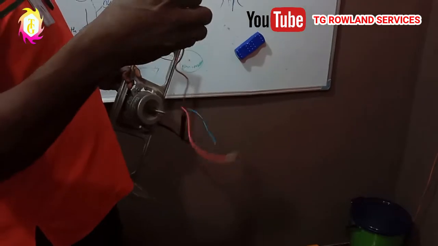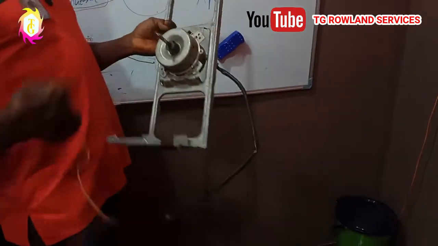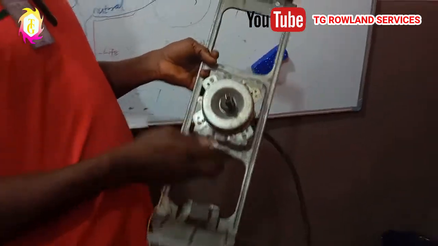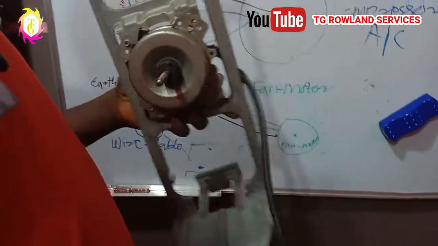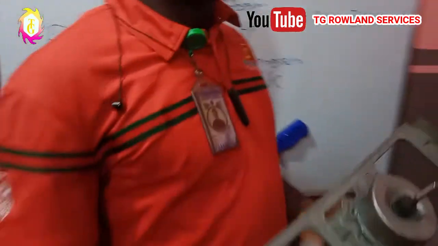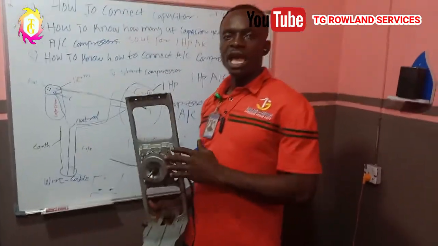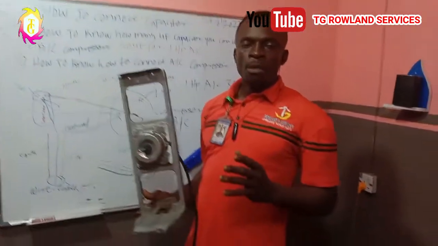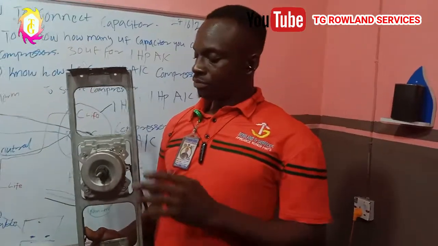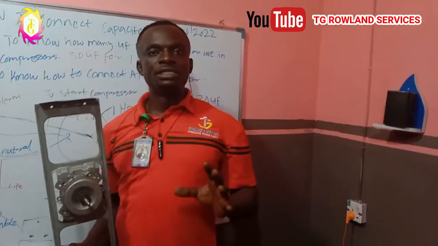Okay, let me say, I will change the wire. But I want you to understand, this is a fan motor. Let me explain the work of this fan motor. This fan motor is what helps the outdoor unit of the AC remove heat from the units.